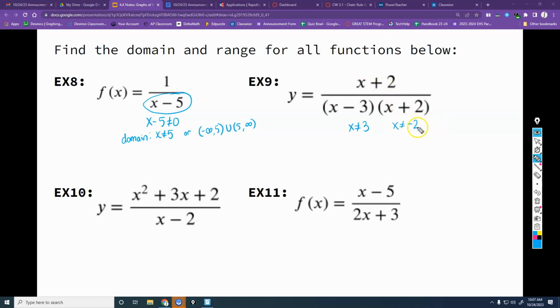It would cancel out. So that makes it a hole in the graph. If you graph this, you're not going to see any issue at negative 2 unless you drag your cursor over there. So our domain would just be x cannot equal 3 and x cannot equal negative 2. So it's every number except for those two numbers. Or it might be written like this, negative infinity to negative 2, negative 2 to 3, and 3 to infinity. All with parentheses, because those parentheses mean we don't include those values.